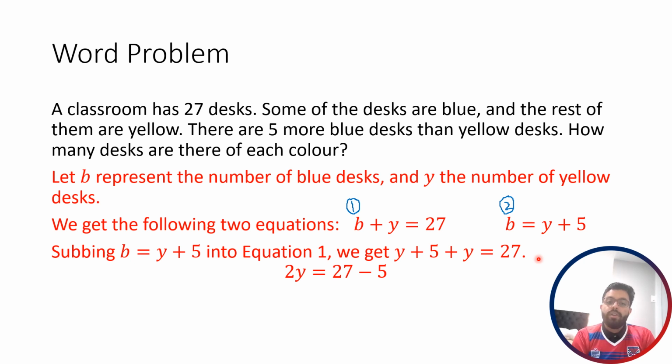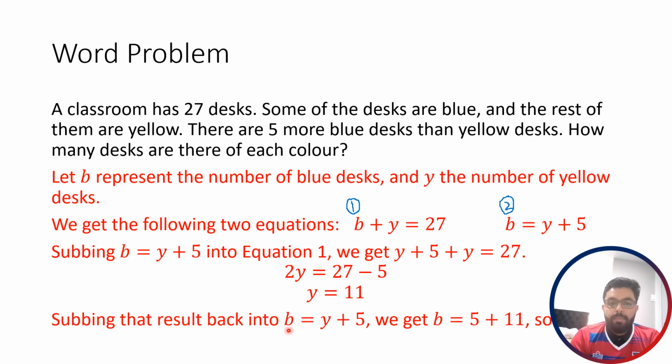Doing a little bit of work to isolate the y, we end up with y equals 11, right? We get 2y equals 22, so y equals 11. And then from that, you can take that answer for y and plug it back over into the other equation. So we used equation 1 to figure out what y is equal to. So we take that answer and pop it back over into equation 2. And so we get that b equals y plus 5. We know that y is 11. So actually I should have written this as 11 plus 5, but it doesn't matter. And we get that b equals 16.